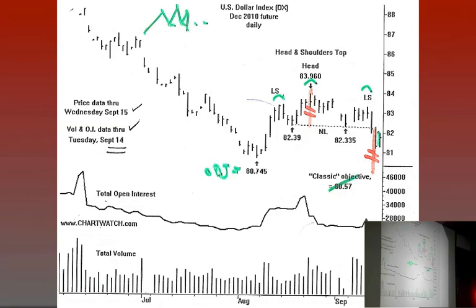But before we do that, we're now going to talk about what's going on here at the bottom of the chart. This is total open interest and total volume. Now, most of these electronically traded contracts on the various exchanges of the world and the dollar index as well, all open interest is bunched in a nearby contract.